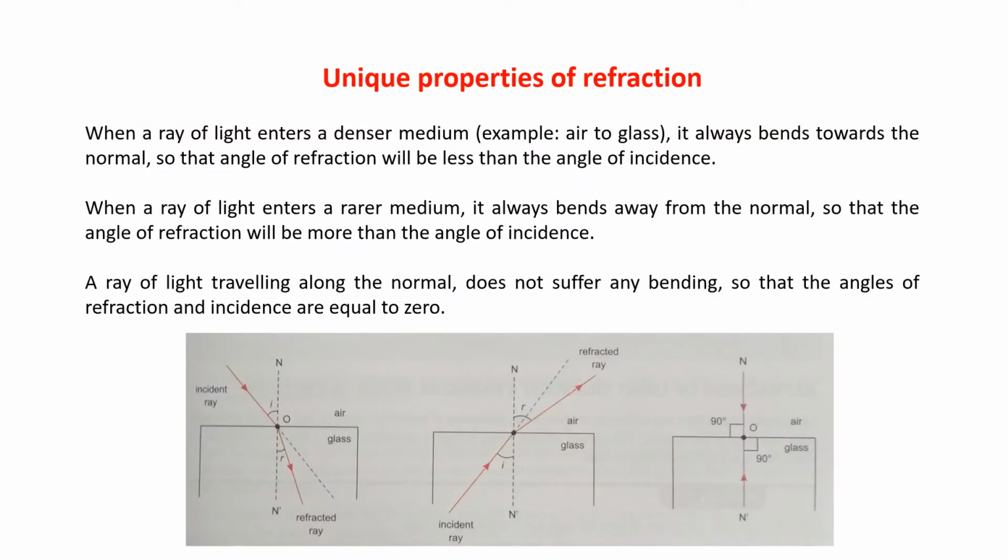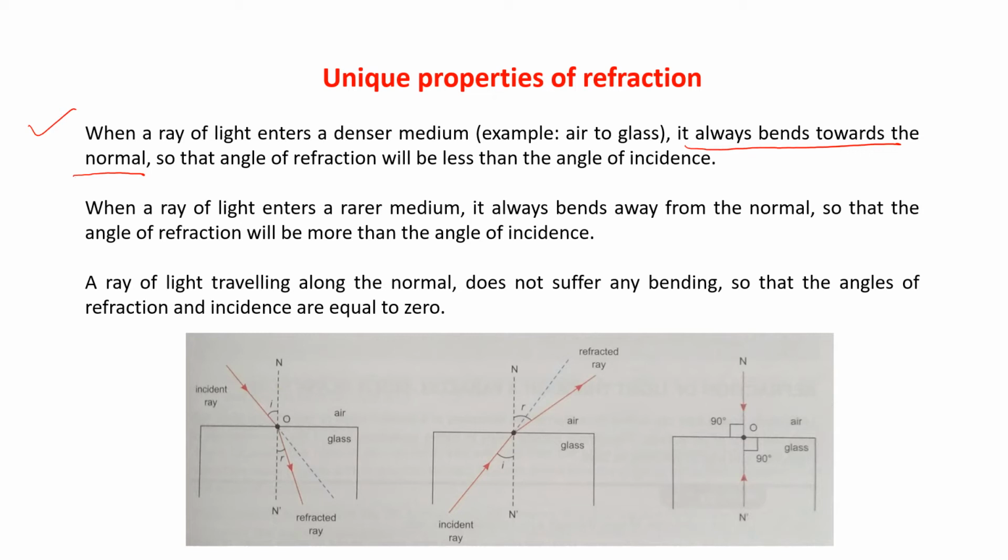Now, some unique properties of refraction. The first one: when a ray of light enters a denser medium from a rarer medium. That means what we have discussed, it is coming from air and entering glass, from rarer to denser medium. Very important, it always bends towards the normal.